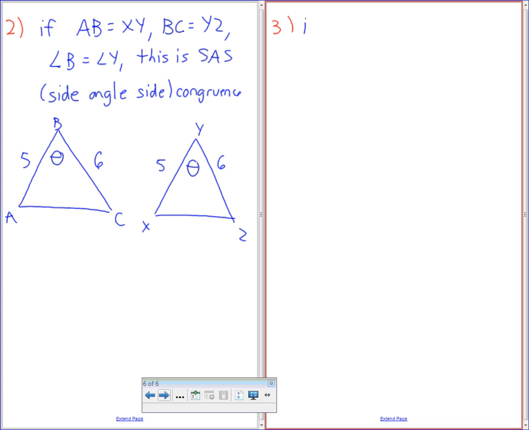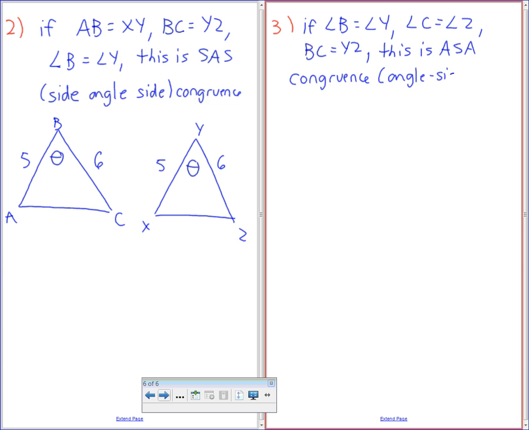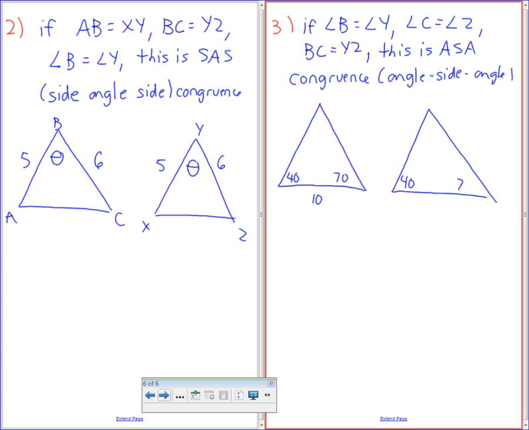We're going to say if angle B equals angle Y, angle C equals angle Z, and BC equals YZ. This is ASA congruence, which is angle, side, angle. So if I have 40, 70, and 10, they have to be the same triangles, because if the angles are fixed, you can't move those arms. So they'll have to be the same triangles.